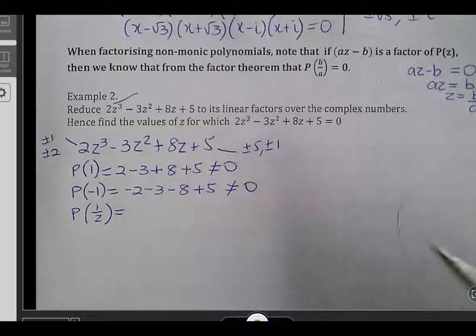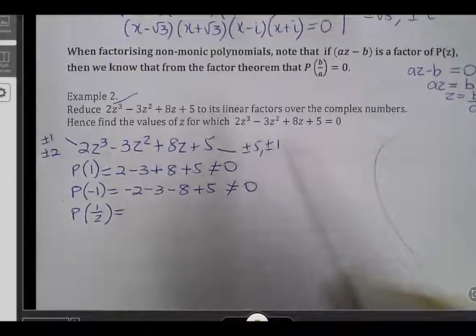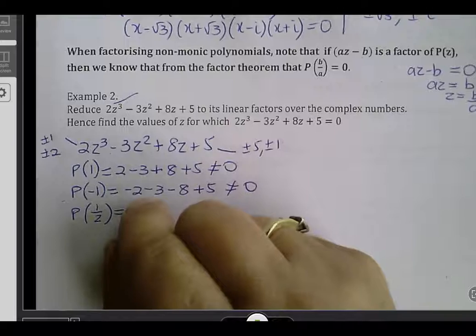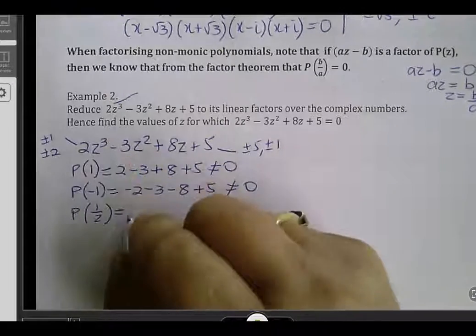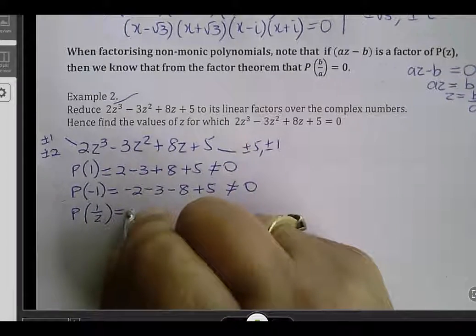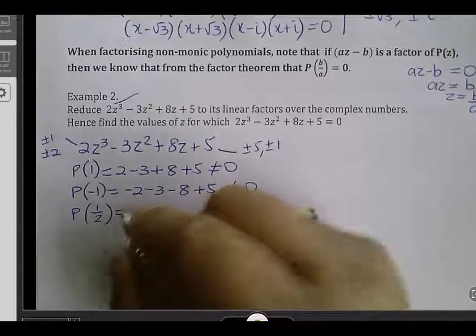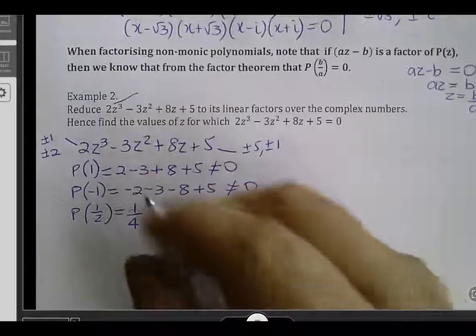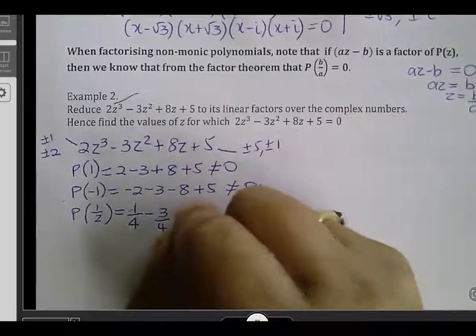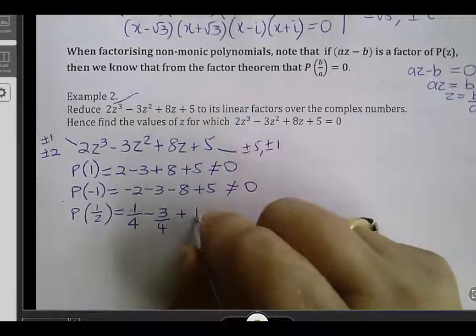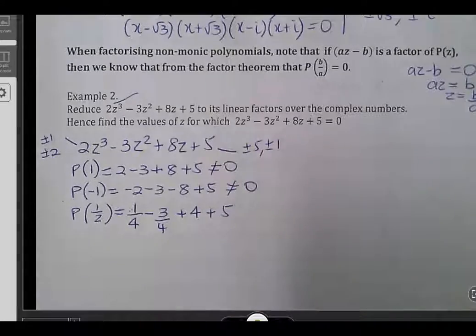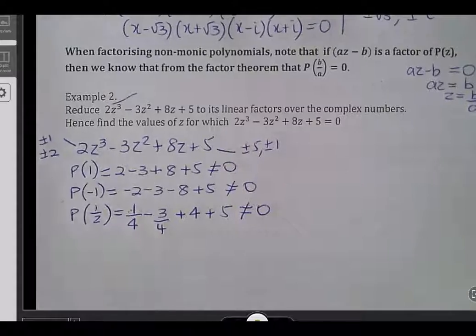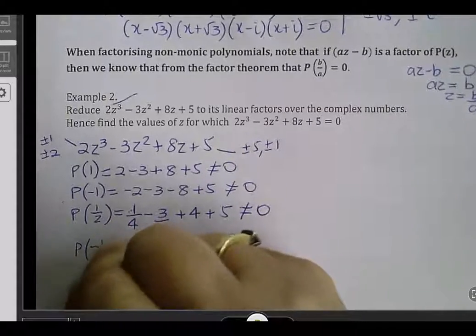Okay with this? So P of 1 over 2, 1 from here, 1 from there. So what have we got? A half. 2 times 1 on 2 cubed is 2 on 8. It's a quarter. Minus 3 times a half squared is 3/4. Plus 8 times a half is 4 plus 5. There's no way that that's equal to 0. Got it? Try P of negative a half.